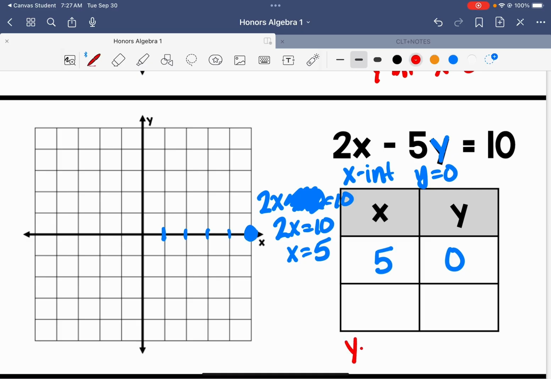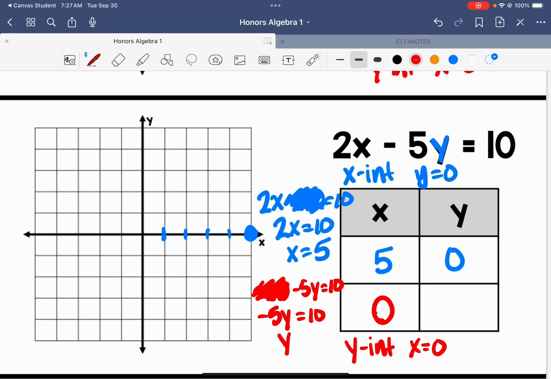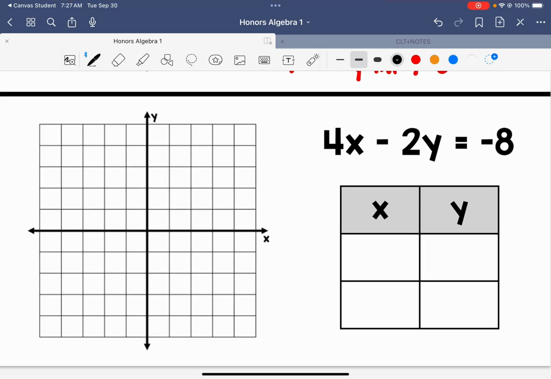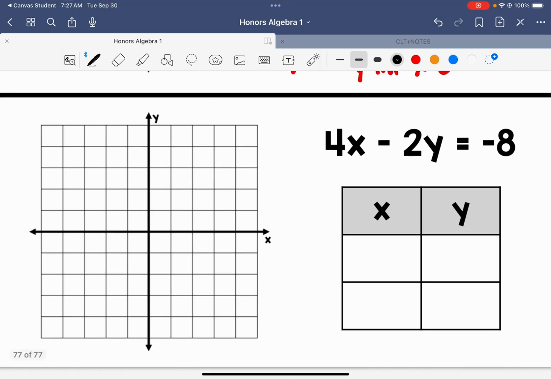And then for the y-intercept, that's when x equals 0. So I'm going to have 2 times 0 minus 5y equals 10. Cross out the 0 terms because they just go away. Negative 5y equals 10. So y has to be negative 2. So I go down to 2 here. And then I will connect these as best as possible right there. That's my line, 2x minus 5y equals 10. All right, try it one more time with 4x minus 2y equals negative 8.